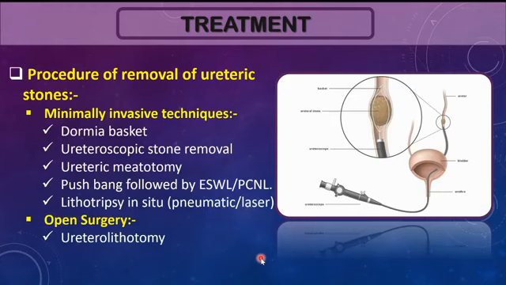What are the procedures for removal of the ureteric stones? There are various methods of surgery. Commonly we practice minimally invasive techniques. They are more favored and available, and can be done very safely. That means Dormia basket extraction, ureteroscopic stone removal, ureterotomy, push back followed by ESWL or PCNL, lithotripsy in situ, either pneumatic or laser lithotripsy, and open surgery like ureterolithotomy.